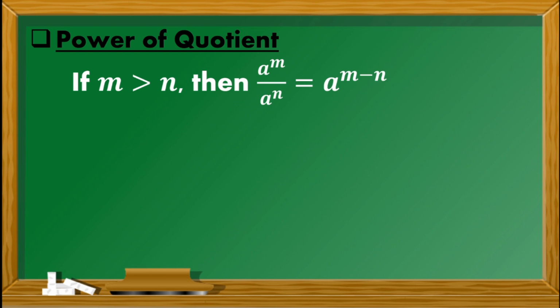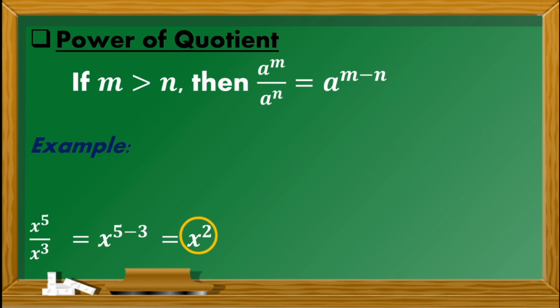Kapag daw yung exponent sa taas ng ating fraction ay mas malaki dun sa exponent nung nasa baba, ang gagawin lang natin is ima-minus or isusubtract lang natin. Halimbawa, x raised to 5 over x raised to 3 equals, kopyahin natin si x, and then 5 minus 3. X raised to 5 minus 3 equals x raised to 2. Yun na yung ating sagot.